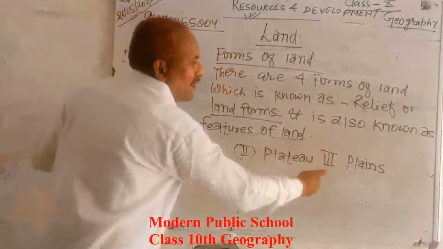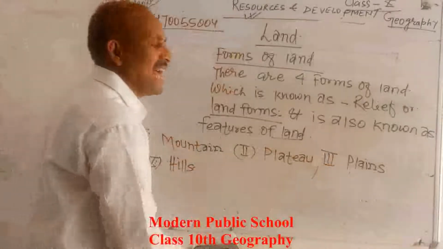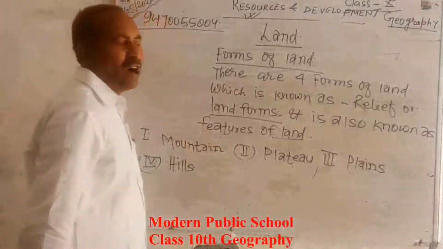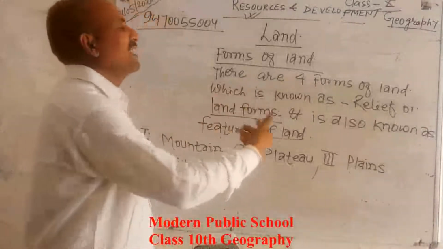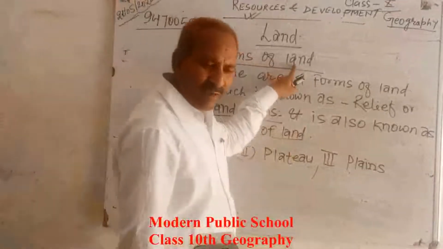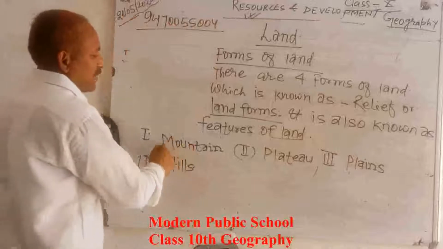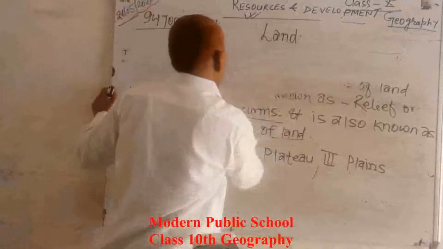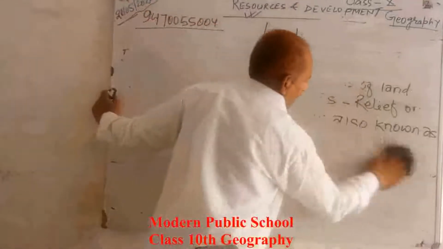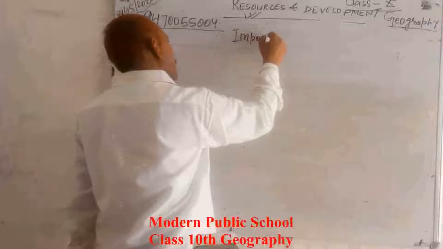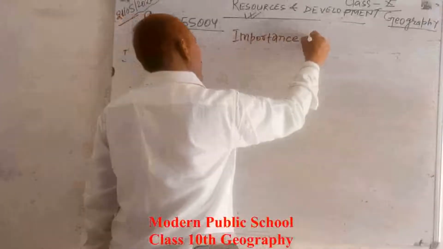And these are very valuable. Every form of land has its own uses, own importance, own values for human beings and for nature. Okay, and now we learn about the importance of land. In the next classes we learn about this. At first we learn the importance of land.